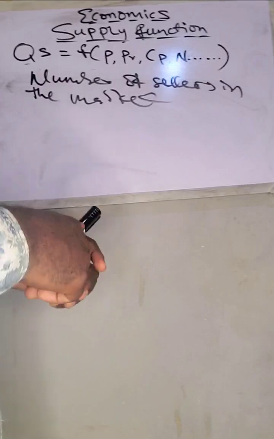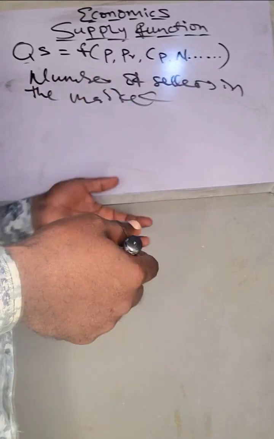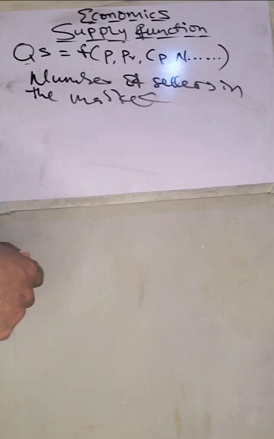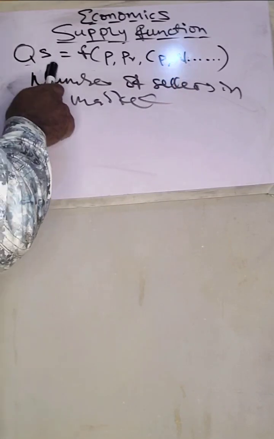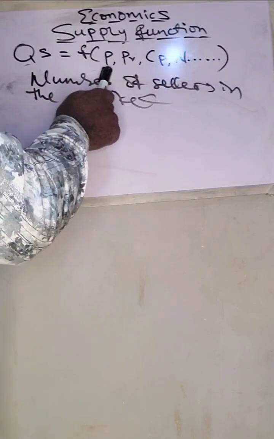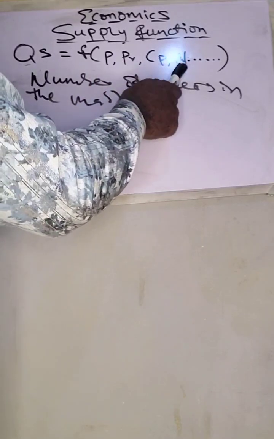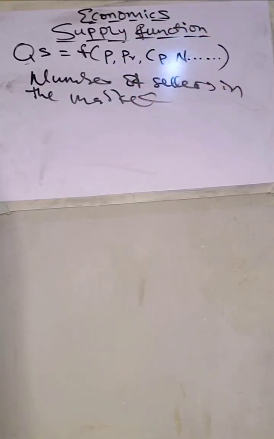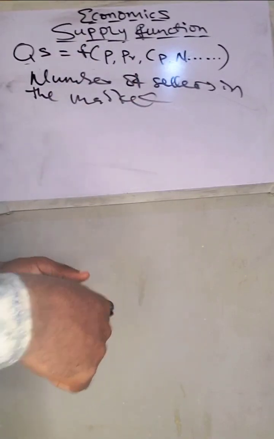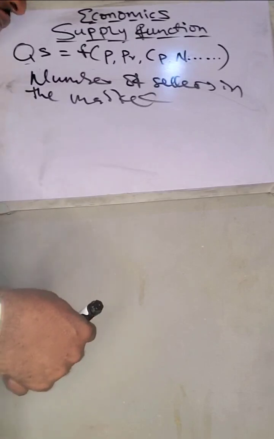We have other factors that affect supply or that influence supply. QS equals a function of P, PR, CP, and so on. P is for price. PR is for price of related goods. CP is for cost of production, while N is for number of sellers in the market or number of producers in the market.